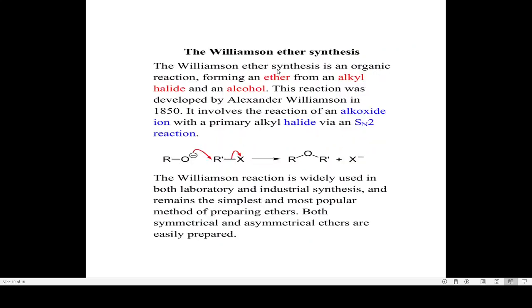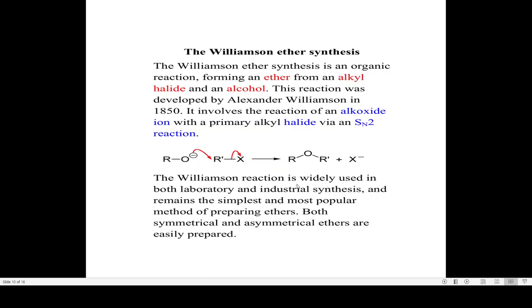Coming to the synthesis of ethers, we are going to learn how ethers are synthesized by the Williamson procedure. The Williamson ether synthesis is an organic reaction forming an ether from an alkyl halide and an alcohol. This reaction was developed by Alexander Williamson in 1850. As said, it involves the reaction of an alkoxide ion with a primary alkyl halide via an SN2 reaction.